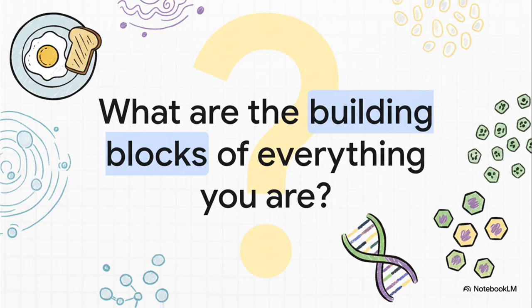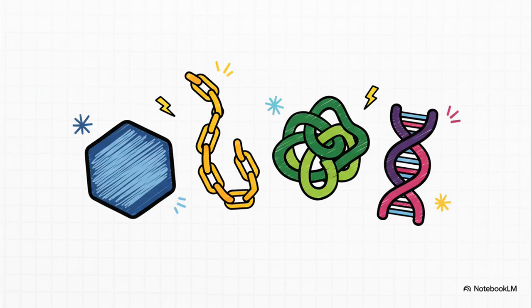It sounds like this massive, complicated question, right? But the answer is actually surprisingly simple and elegant. The answer? They're called biological macromolecules. And honestly, the best way to think about them is like an essential team. Just four key players that work together to build and run, well, every single living thing on this planet.